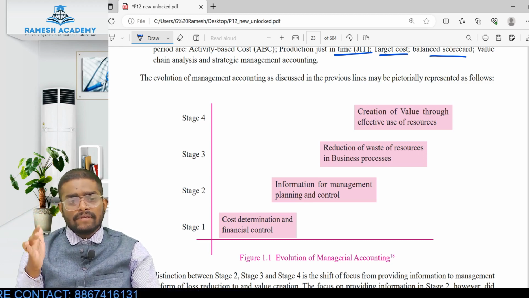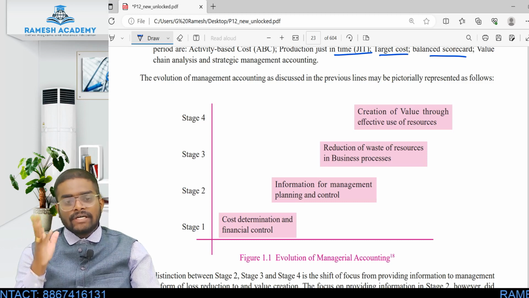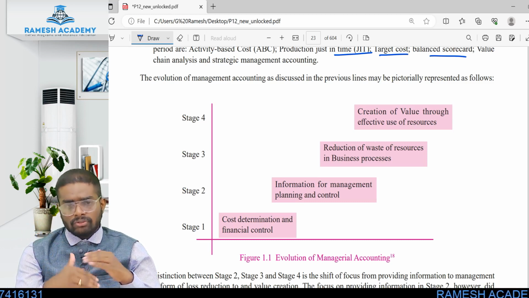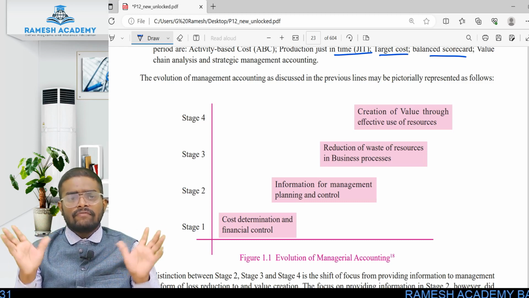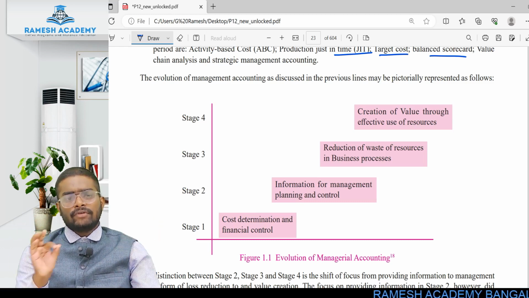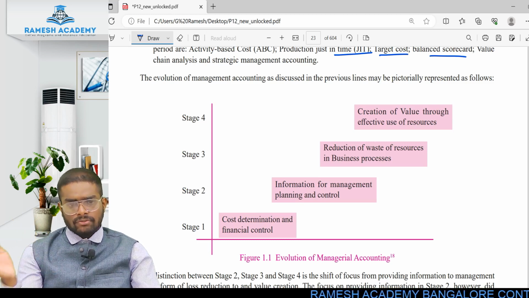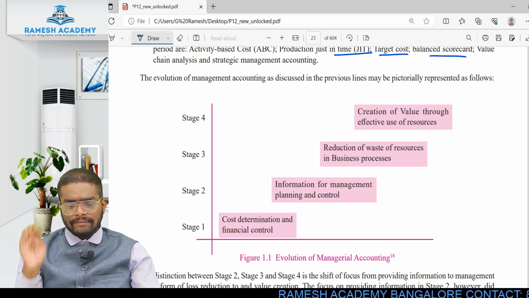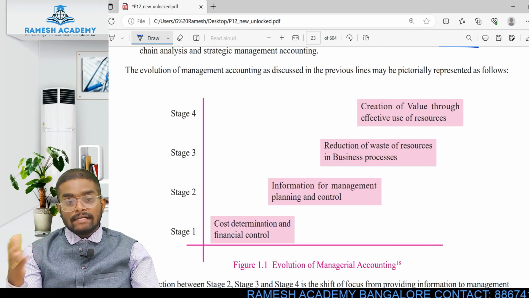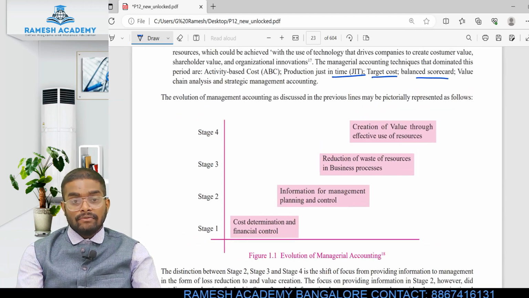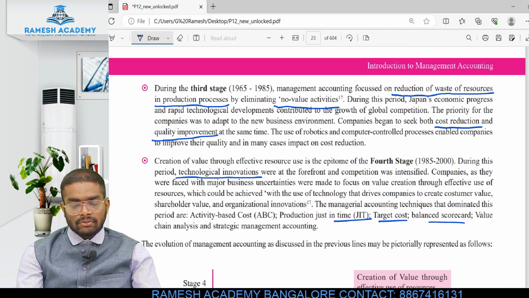Later, we came with efficient use of resources. We tried to use the resources in an efficient way to reduce the wastage of resources. Wastage of resources is a loss for a company. That's the reason we have to use our resources effectively and efficiently. Later we came up with creation of value. Every business should have a value.